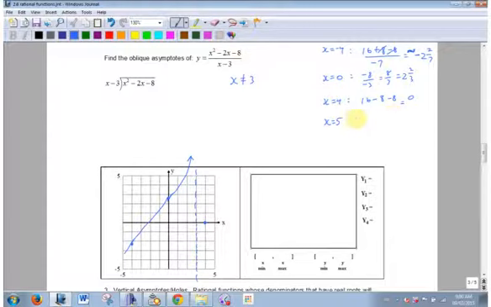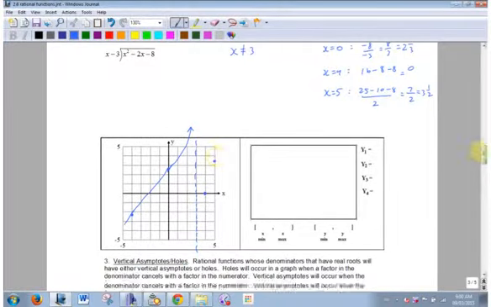If x is 5, I got 25 minus 10 minus 8 over 2. So that's 15 minus 8, which is 7 over 2, which is 3.5. See what that thing's going to do? It's got to go through there. Got to go through there. And that's an asymptote, so looks like it goes like that.